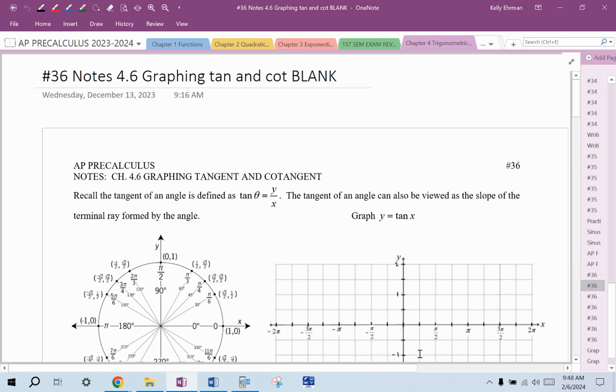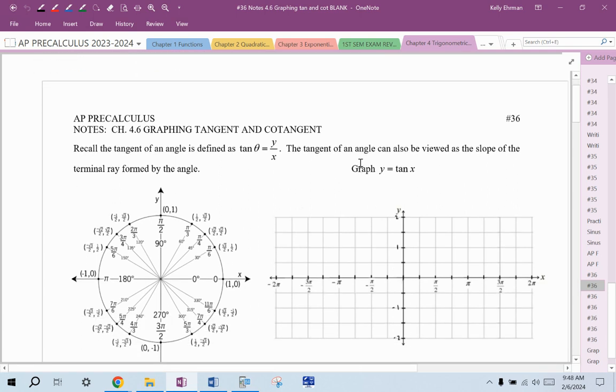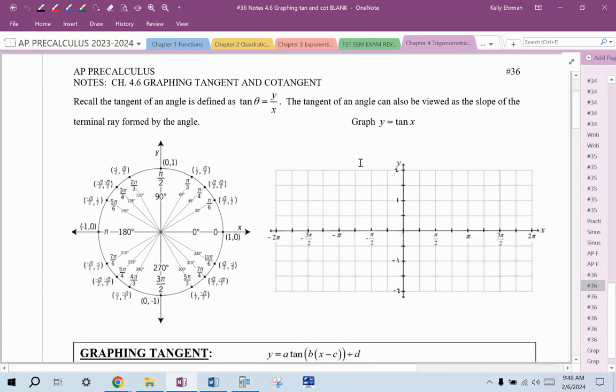All right, so we've been doing a lot of graphing sine and cosine and working with writing equations for sine and cosine, but we do need to look at the graphs for tangent and cotangent, even though they're not as prevalent on our AP test. We think about the graphs of tangents, especially a lot in calculus.